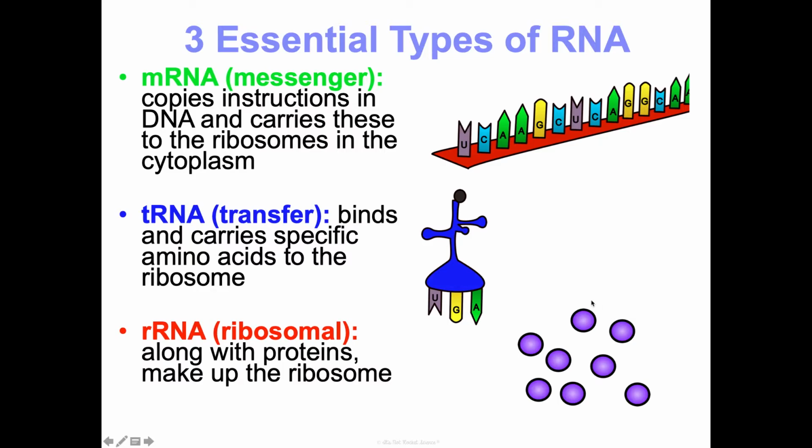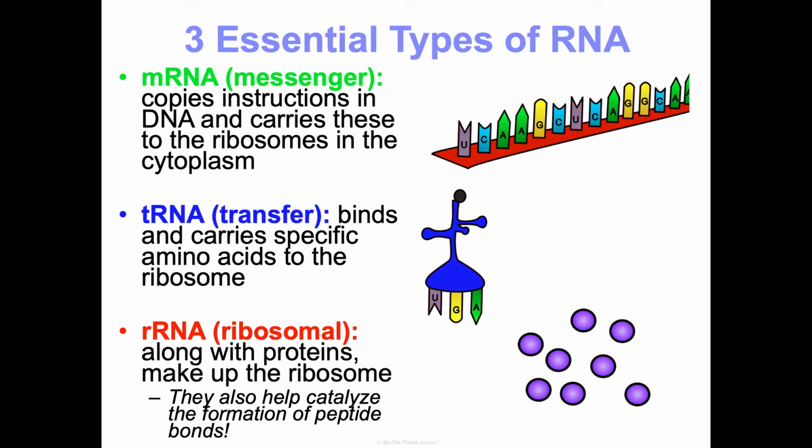And then you also have rRNA, or ribosomal RNA. This, along with proteins, makes up your ribosomes. It's made in the nucleolus. You may remember that from Unit 2 cells. And it also helps to catalyze the formation of peptide bonds between the amino acids that will make the polypeptide chain.